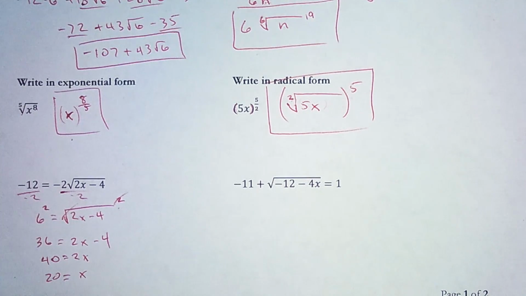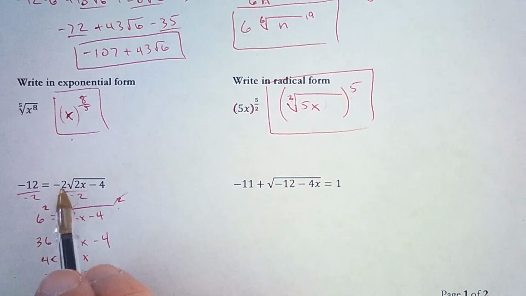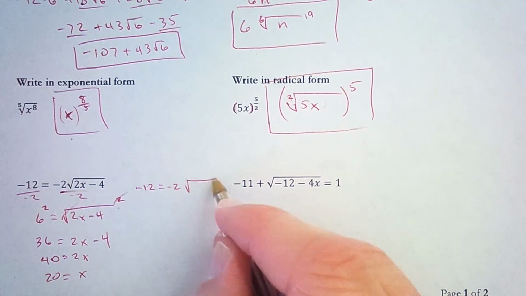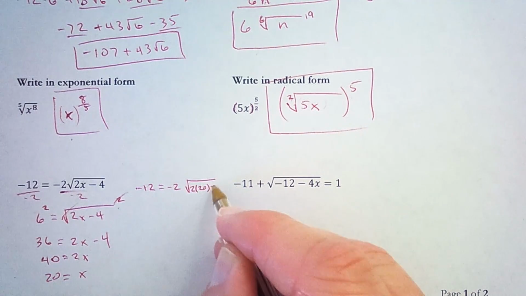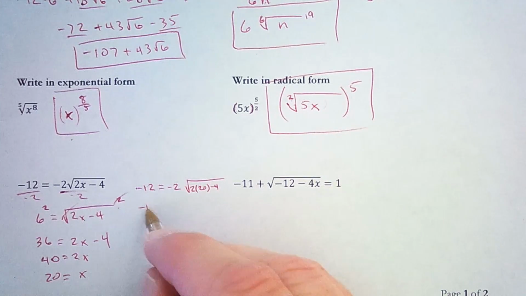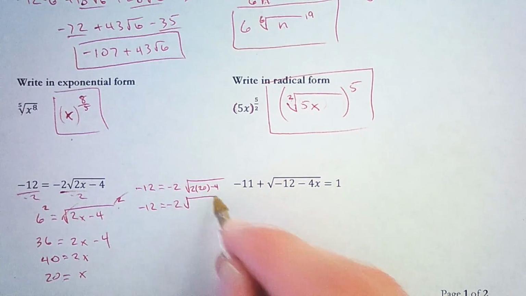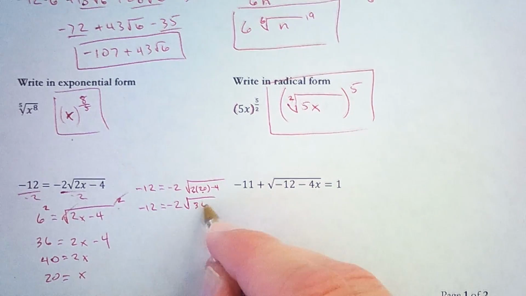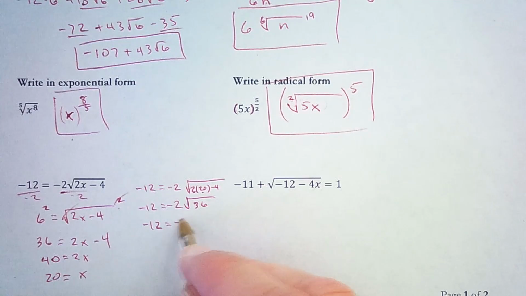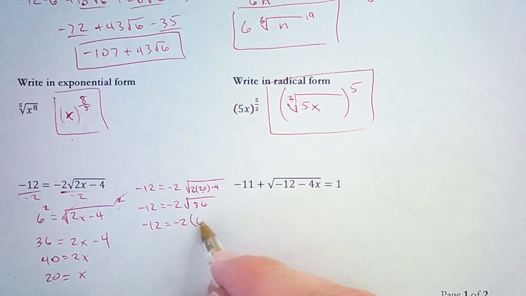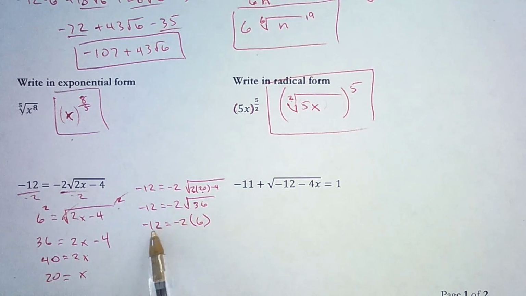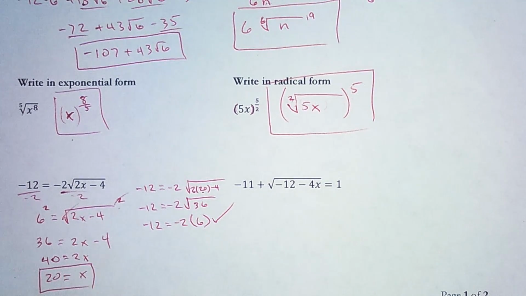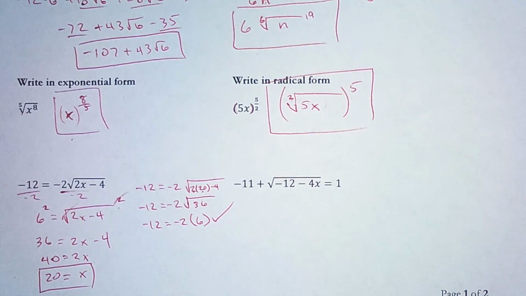Now we need to check for an extraneous solution, so we're going to plug that 20 into the original equation. So that's -12 equals -2 times the square root of 2 times 20 minus 4. So that's -12 equals -2 times the square root of 2 times 20 is 40, minus 4 is 36. So -12 equals -2 times the square root of 36 is 6. And I'm satisfied. -2 times 6 is -12. It checks out. So 20 is a valid solution.